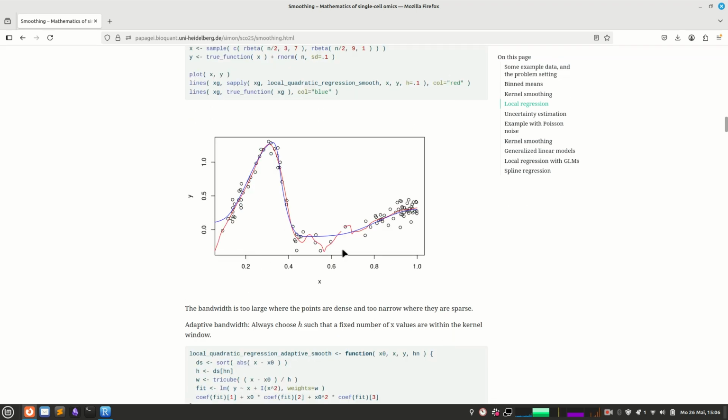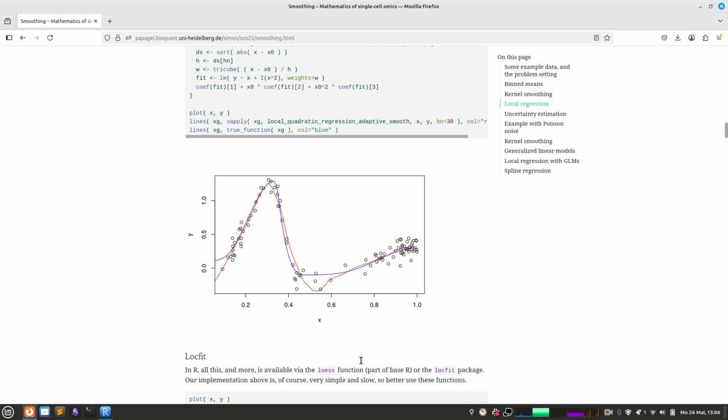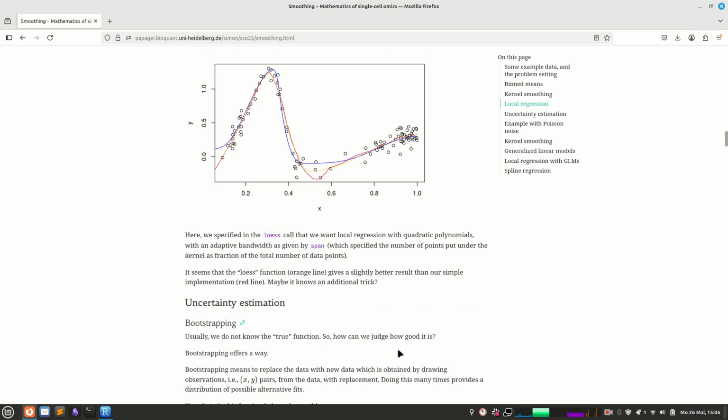So we also talked about adaptive bandwidth, where we said instead of making the kernel with a fixed width, we simply always adjust the width so that always the same number of data points are under the kernel, so within the support interval of the kernel.